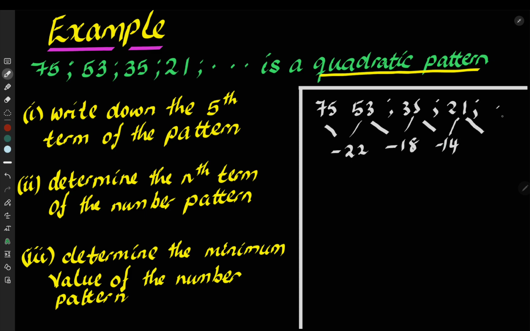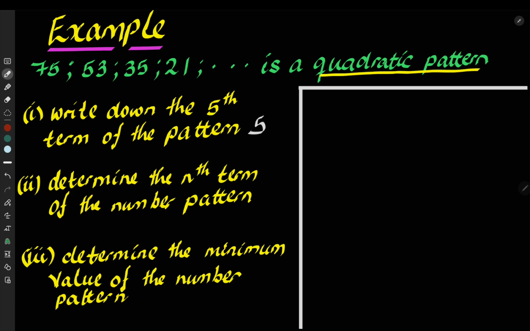You can see the pattern here: it's actually increasing by 4. So negative 22 to negative 18, that's plus 4, then plus 4. Then we can say the next term here will be minus 10. So we can say now 21 minus 10, and you can see that the fifth term, T5, will be equal to 11. And that is how you determine the T5 of this pattern. So T5 is 11.